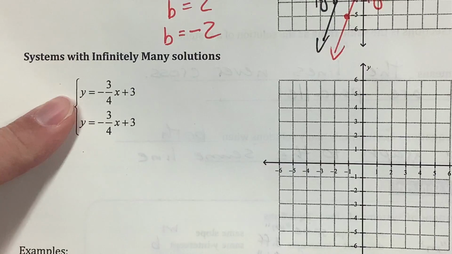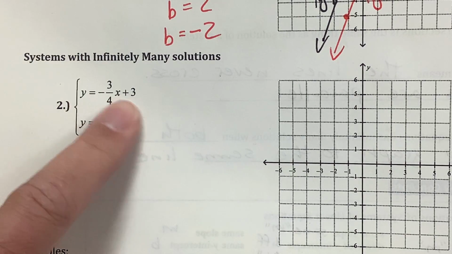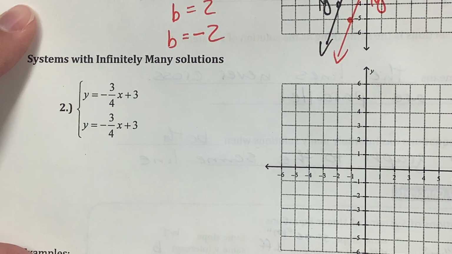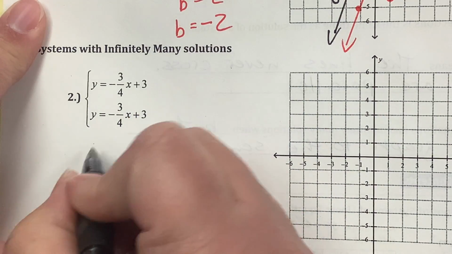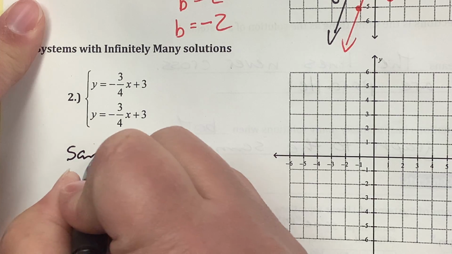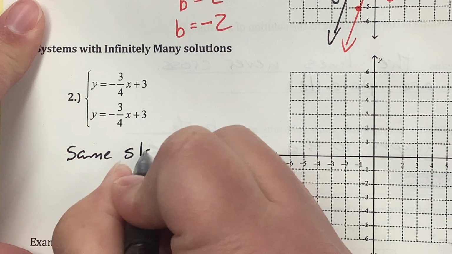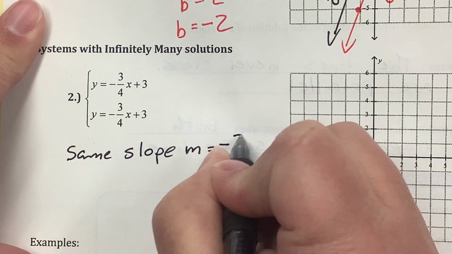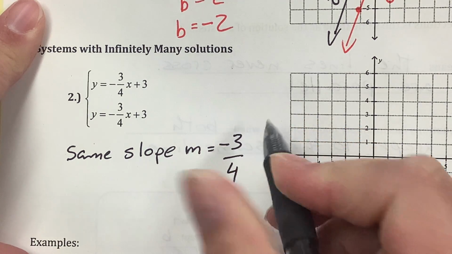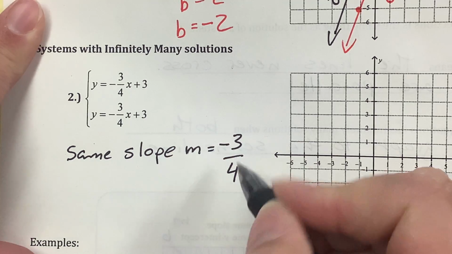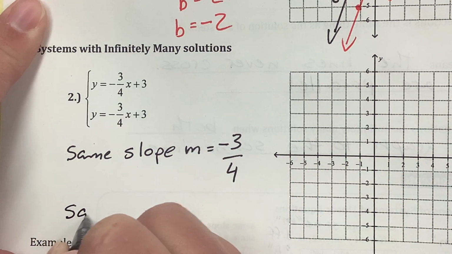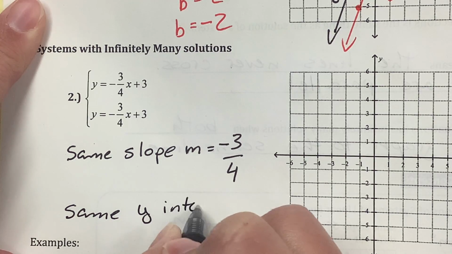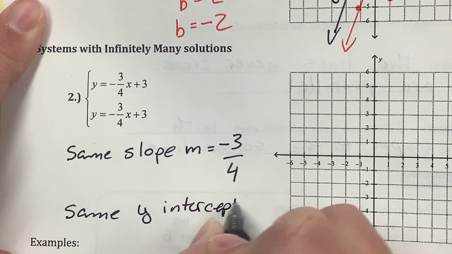Now this one, look at that. Same slope, same y-intercept. So let's write that down. All right. Same slope. M equals negative 3/4. Remember, that's rise 3, go left 4. But they also have the same y-intercept. B equals 3.